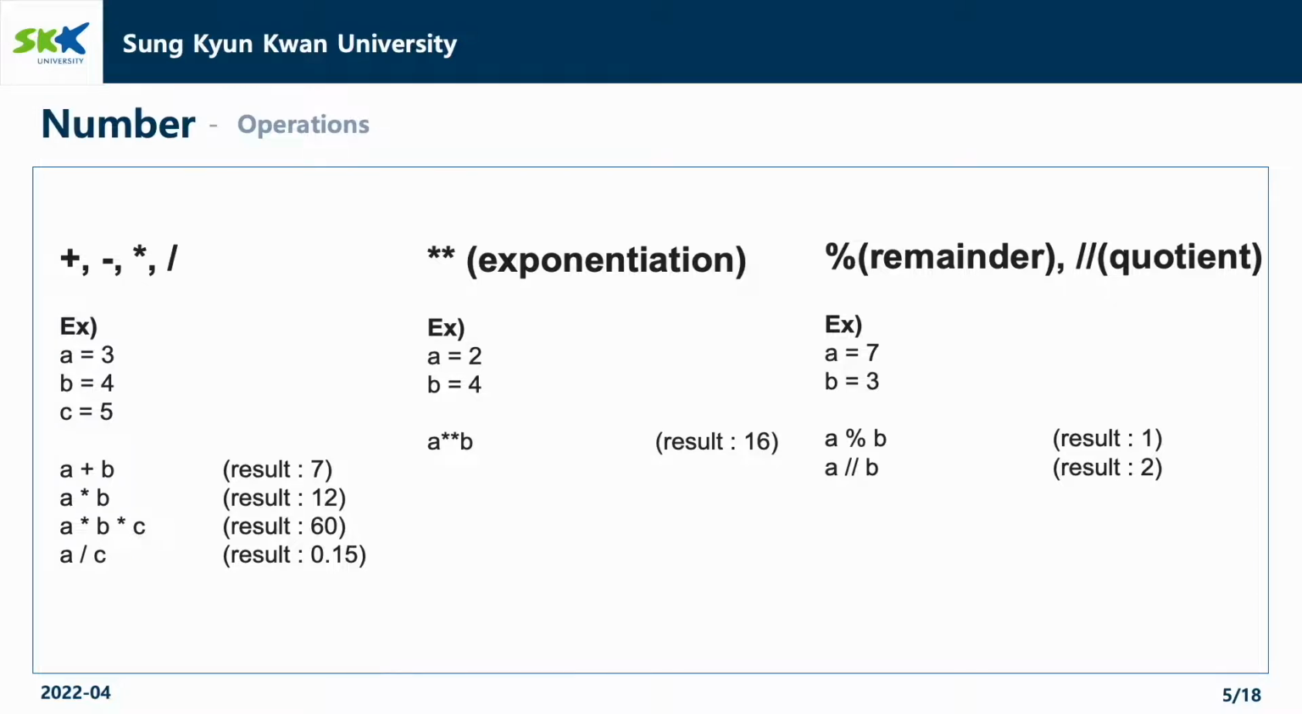You can also do the remainder operation and the quotient operation. We store 7 to a, 3 to b. Therefore, the remainder is 1 and the quotient is 2.